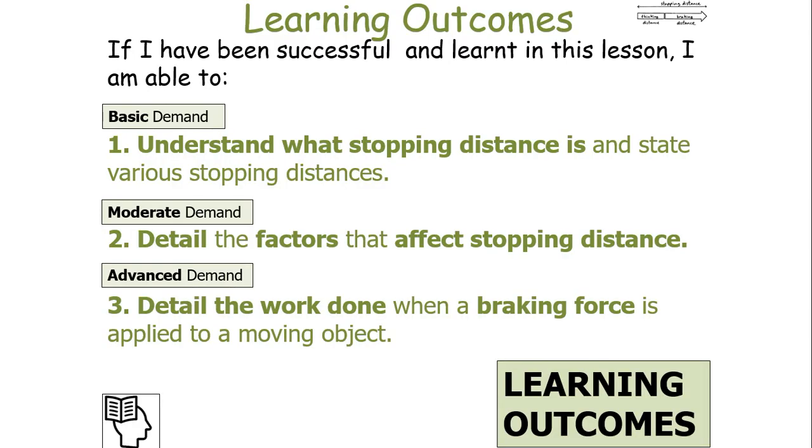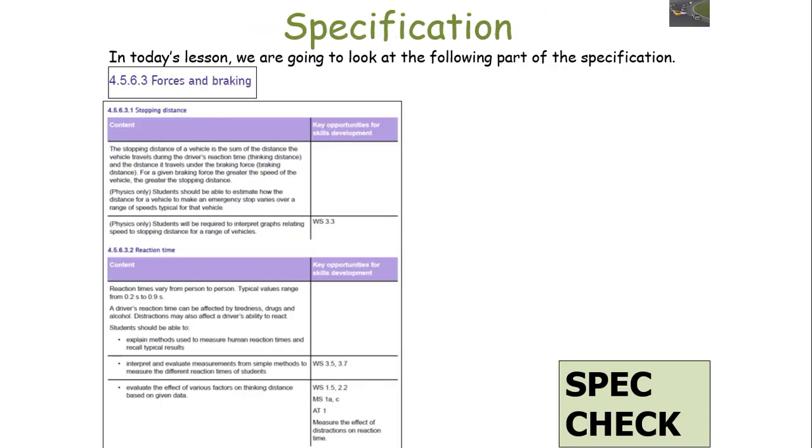So we're going to try and understand what a stopping distance is and state what various stopping distances are, detail the factors that affect the stopping distance of a vehicle, and detail the work done when a braking force is applied to a moving object, which falls into the following part of the AQA separate science physics qualification. So 4.5.6.3 forces and braking.